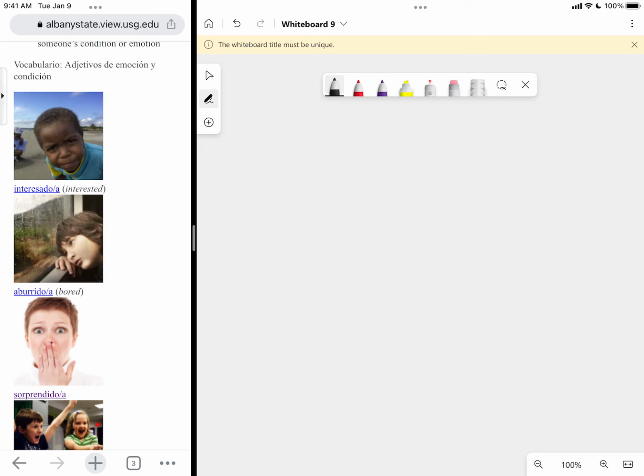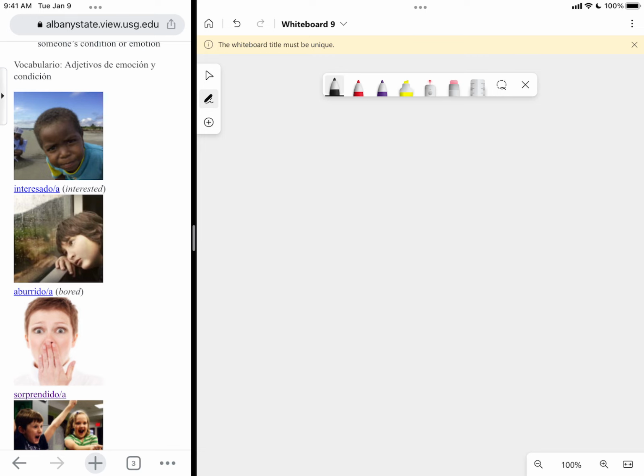Hey there. I'm going to expand upon my last tutorial, which was on descriptive adjectives, but I wanted to zoom in a little bit more on descriptive adjectives that are emotions. So let's take a look here and just a brief recap. If you don't know how to do descriptive adjectives, go ahead and take a look at the previous video, which will be a little bit more in depth. This is going to pinpoint descriptive adjectives that are adjectives of emotion and condition.